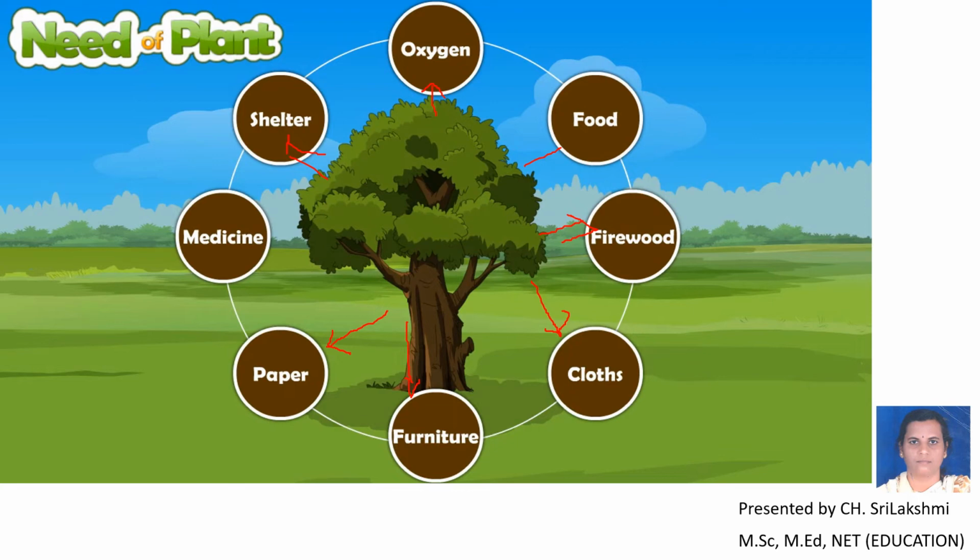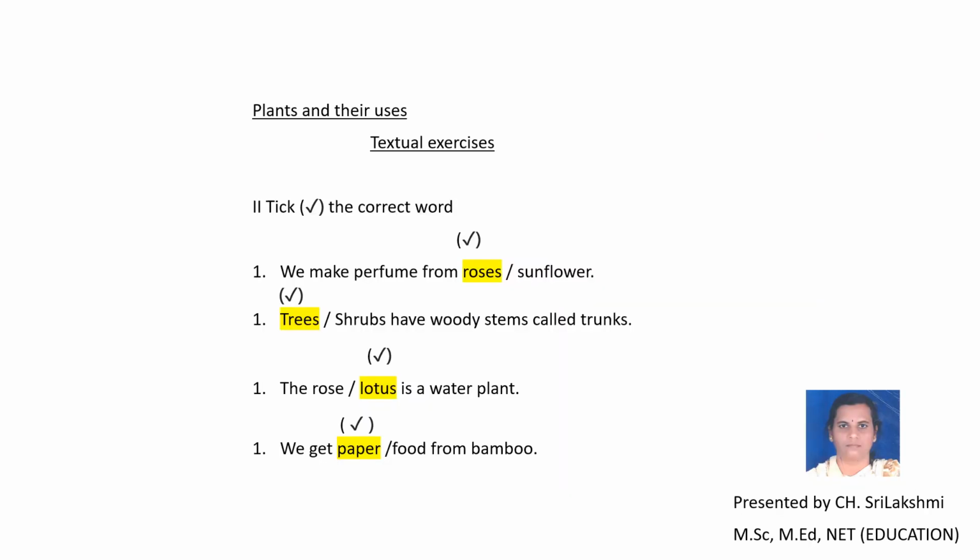So in this chapter we have studied about the difference between the plants and trees. What are the different classifications of the plant, that is shrubs, herbs, climbers, creepers. And what are the uses of the plants, that is provide oxygen, food, firewood, clothes, furniture, paper, medicine, perfumes, gum, shelter to animals and birds, and food to the other animals.